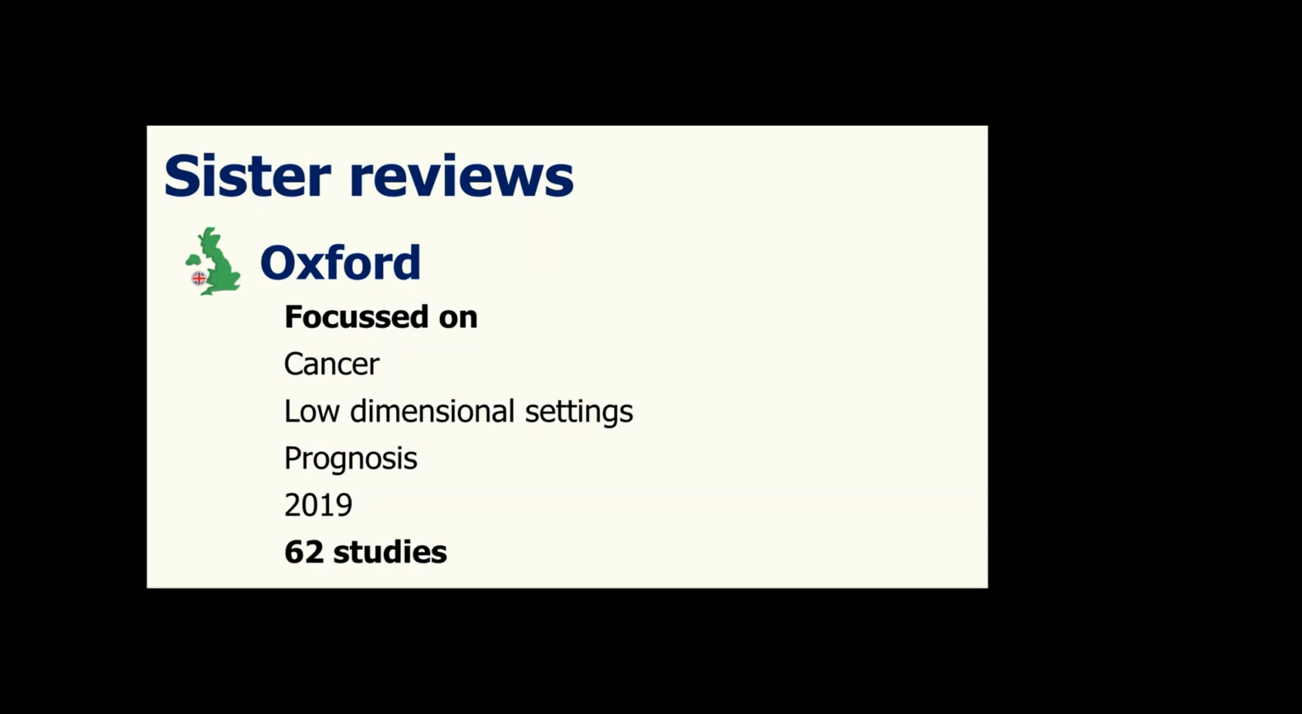With the Oxford review that I conducted, we focused on cancer as a clinical specialty. We wanted to evaluate prediction model studies that were developing prediction models in the cancer field using machine learning. We were interested in focusing on more low dimensional settings, so thinking about clinical characteristics as potential predictors in these models. We also wanted to focus on prognosis, so prognostic prediction models, and the papers that we studied, which at the end were 62, were all taken from 2019.